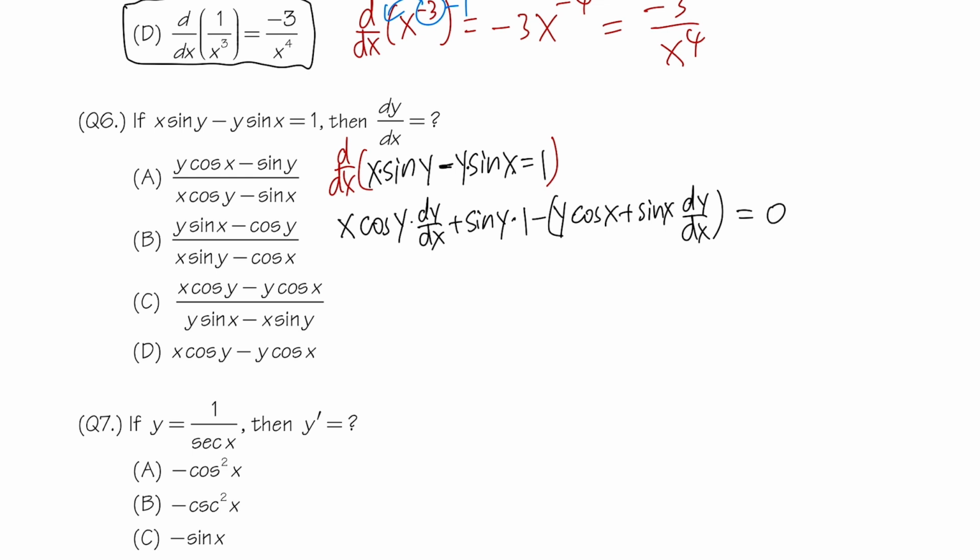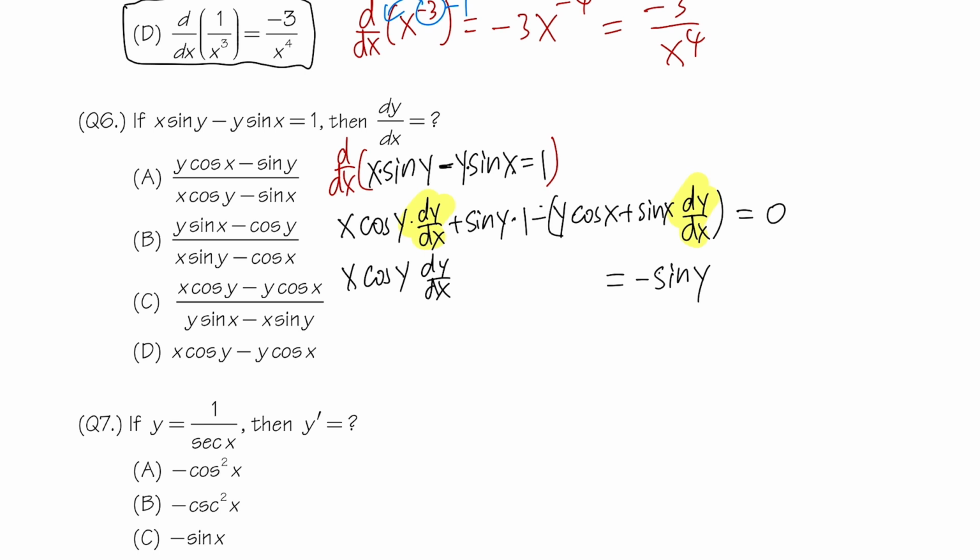All right, now focus on where the dy dx is, which is this right here, and we also have a dy dx here. We want to put it on one side and the other stuff on the other, and isolate the dy dx. That will be the answer. So here we have x cosine y dy dx. This part does not have the dy dx, so I'm going to put that to the right hand side, and that will be minus sine y.